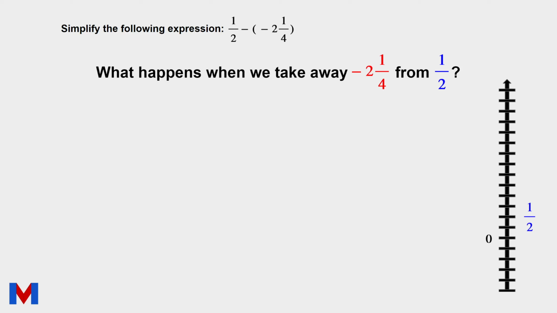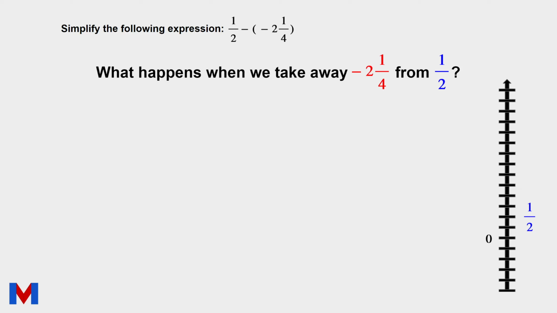So when we do this subtraction of a negative number, it feels a little bit strange, because when you subtract a positive number, you walk down a number line. Negatives have the opposite effect.